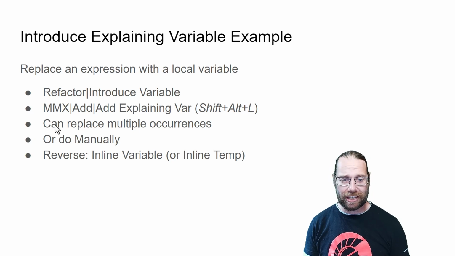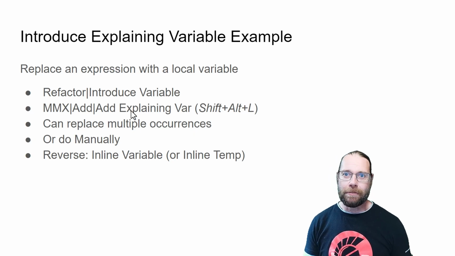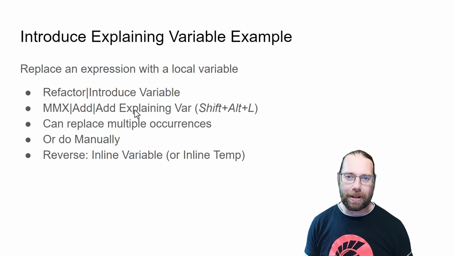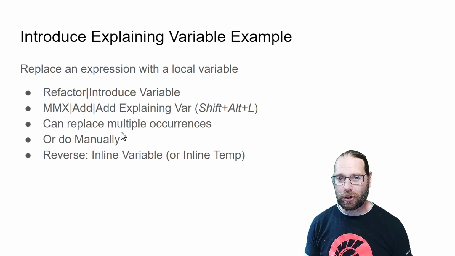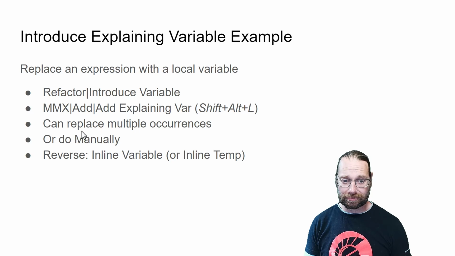And it's quite nice in that it can replace multiple occurrences. So quite often, if it's just in one place, it's probably just as easy to do it manually, or otherwise, if you've got multiple occurrences of the expression, then use the automated tool. And of course, it has a reverse, and it's called inline variable or inline temp.